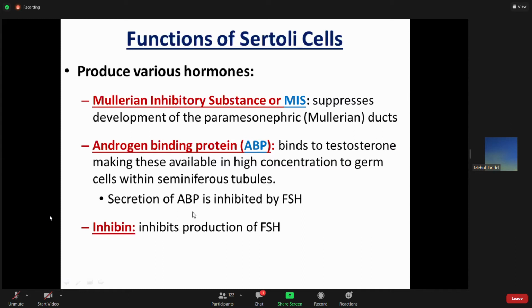The secretion of this hormone is inhibited by follicle stimulating hormone. So the Sertoli cell also secretes one hormone that inhibits the production of FSH. Since FSH is inhibited, ABP is not inhibited. So ABP increases in amount, and finally it increases the level of testosterone inside the seminiferous tubule, which helps in spermatogenesis. So these are the other hormones produced by the Sertoli cell.